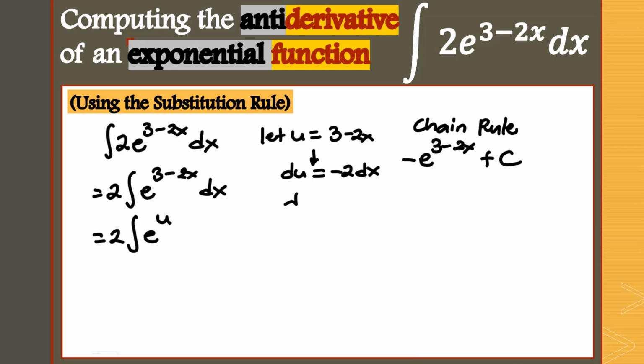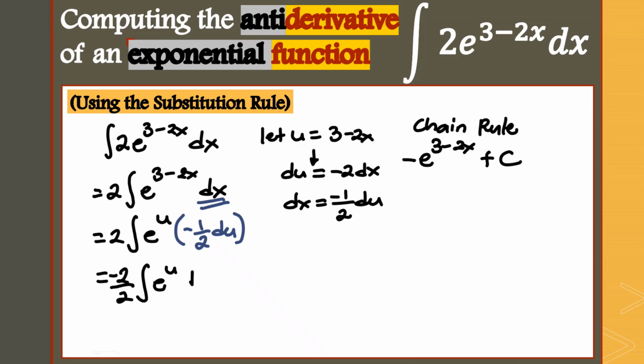So with that, our dx in terms of du, dividing both sides by negative 2, you have negative 1 half of your du. That's the item you want here instead of dx. So negative 1 half of du. We can now see that all of the terms are expressed in u. Since negative 1 half is also a constant, you can move that out. You'll have 2 times negative 1 is negative 2, over 2, the integral of e to the power of u du, or simply negative of the integral of e to the power of u du.